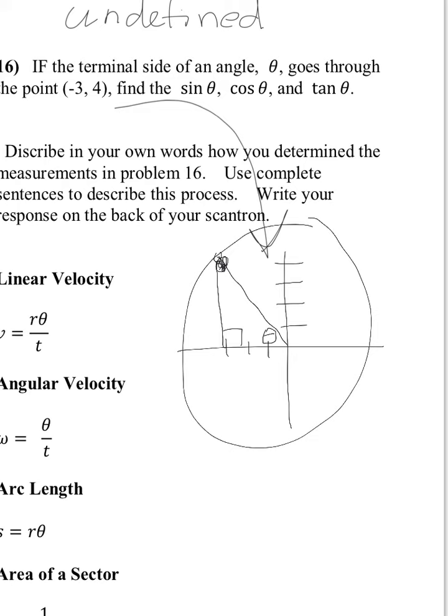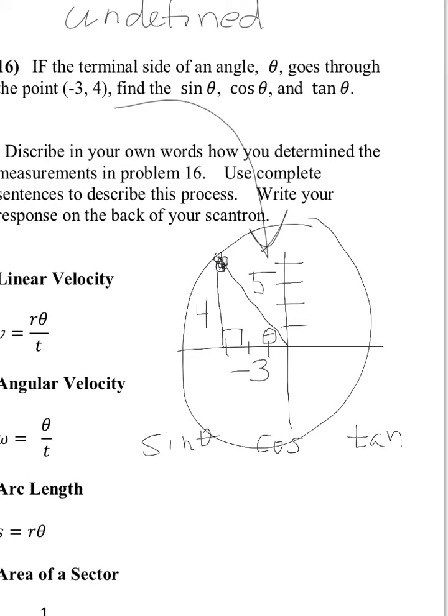So what we need to do is write down our side measurements. This side is negative 3, and this side is 4. And then we're going to have to use the Pythagorean theorem to find the hypotenuse. So you can take a moment to figure that out on a piece of scratch paper. You know how to do the Pythagorean theorem. You'll find out that this side right here is equal to 5. So what I'm trying to do is find the sine, cosine, and tangent of this angle right here, theta.